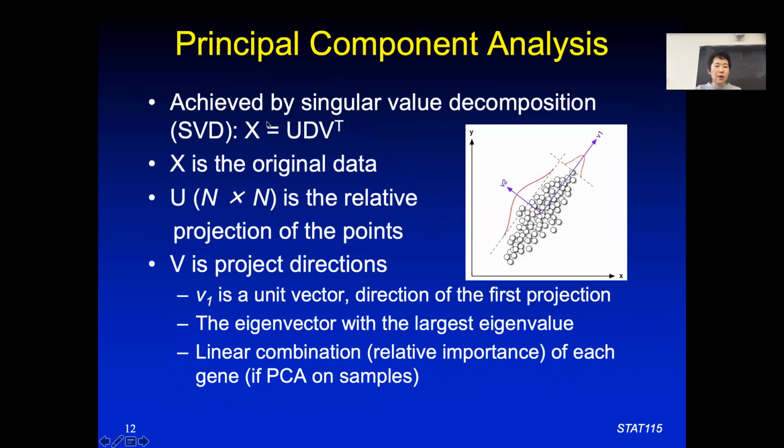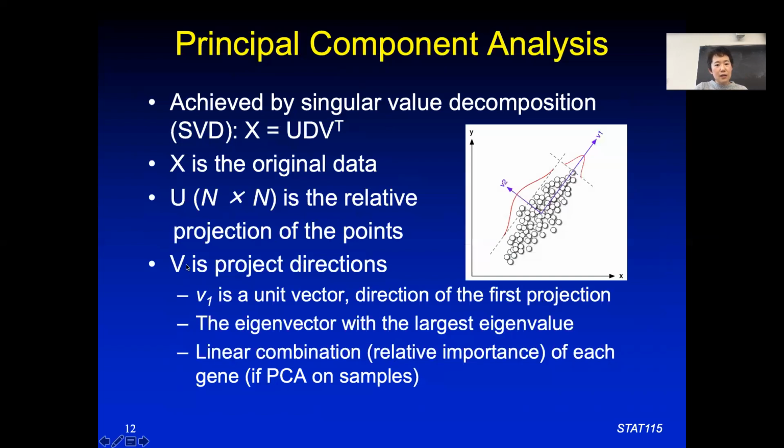So if you have your original data and you do singular value decomposition, it will convert the original data into 3 things. X is your original data. U is the relative projection of all the points. So U is how much you get from the first principal component, and what is the value you get for the second component? So every sample will have a score. And from all the components, you will get their projection level.